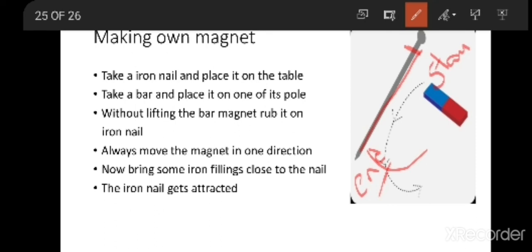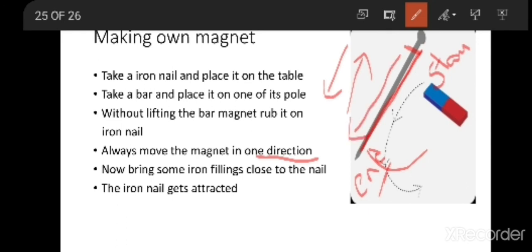You should not do it in reverse. Okay. At the starting point you have to start. This is the starting point. You have to rub in this way. At the end point you have to stop. Again you have to lift your hand and place it on the starting point. So always you have to move the magnet in one direction only. Once like this and one more time like this, you should not move the magnet back. Always it should be in this direction only.